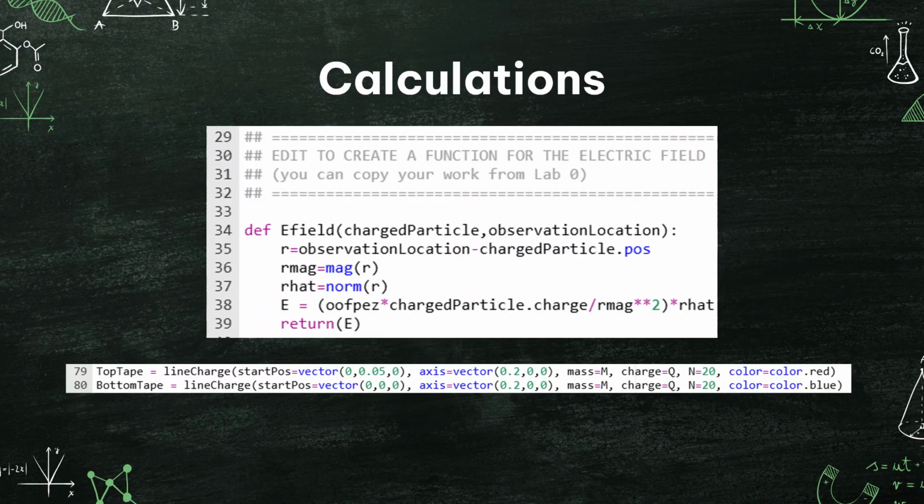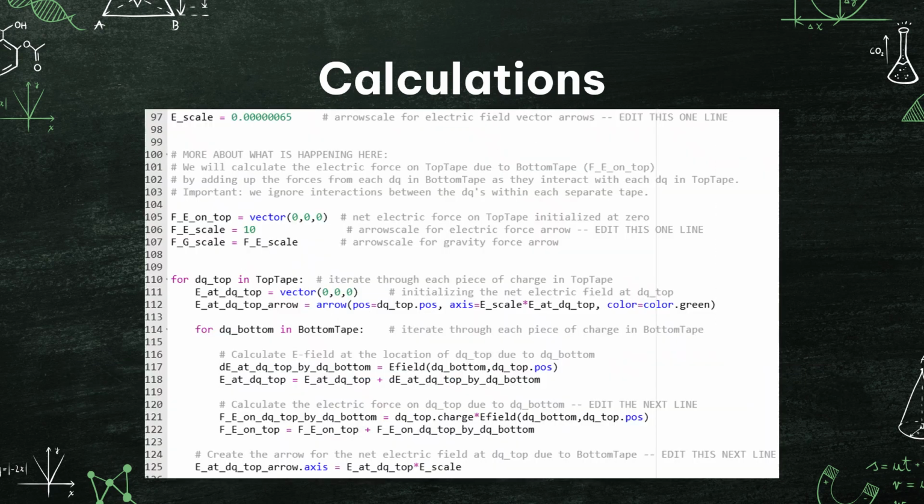Now on to the actual calculations. Here at the top, we are calculating the electric field using E equals KQ over R squared times R hat. And here on the bottom, you can see the creation of the line charges of the tapes that you'll see on the output. Now this loop seen here is going through calculating the electric force, the electric field, and the force of gravity, and this is also creating the arrows that you'll see on the output.